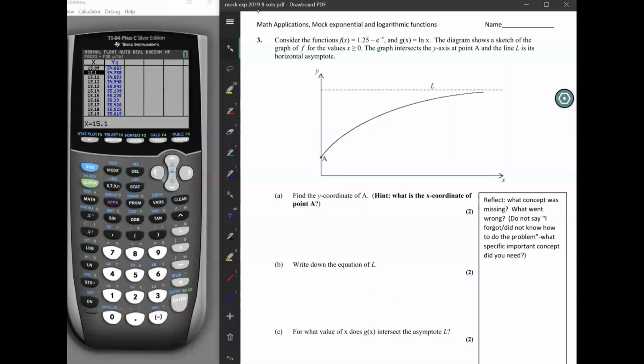Number 3, consider the functions f of x equals 1.25 minus e to the negative x and g of x equals natural log of x. The diagram shows a sketch of the graph of f for the values x is greater than or equal to 0, which means just the positive x values are shown. Maybe it goes more that way, but they're not going to show us that, is what they're saying. The graph intersects the y-axis at point A, and the line L is its horizontal asymptote. Find the y value of point A, and my hint is, what is the x-coordinate of point A?